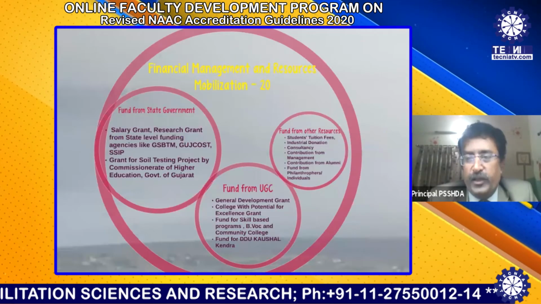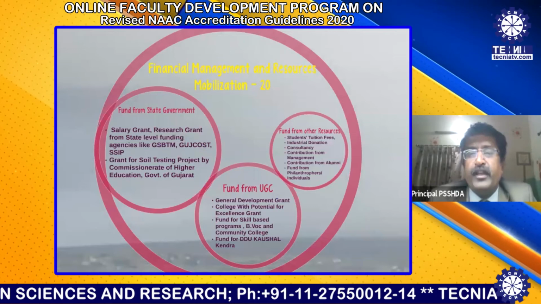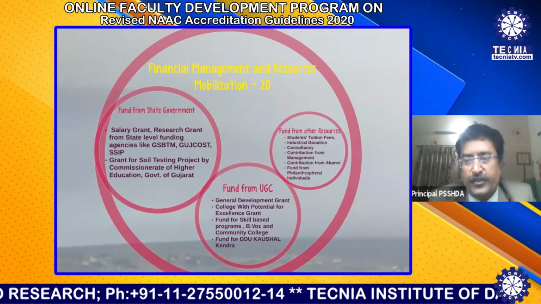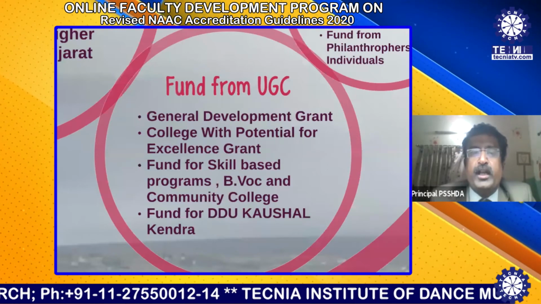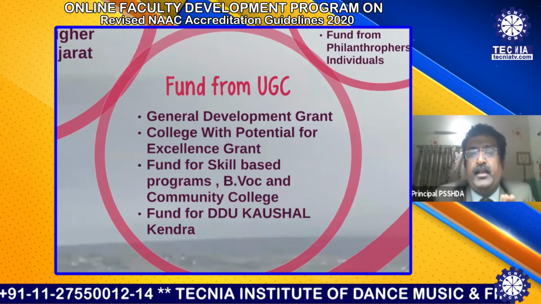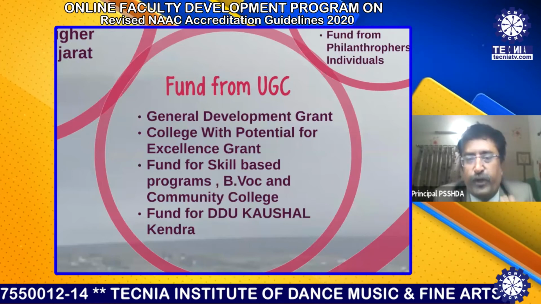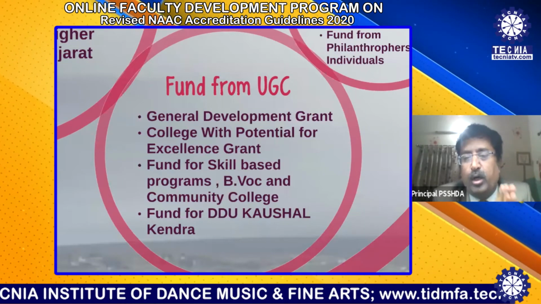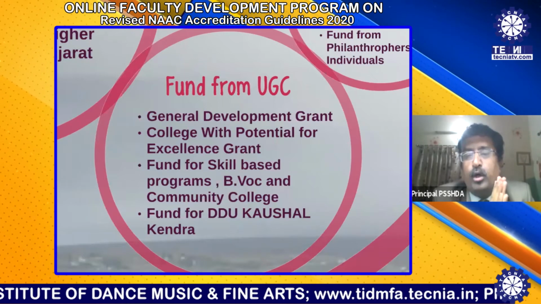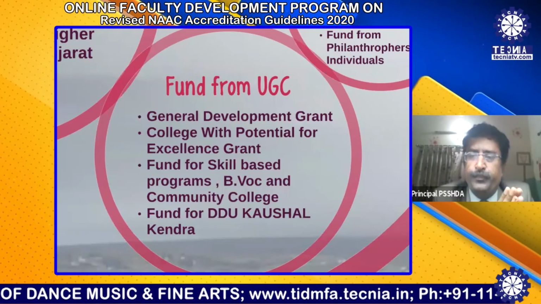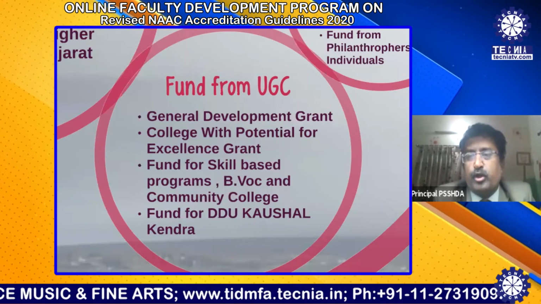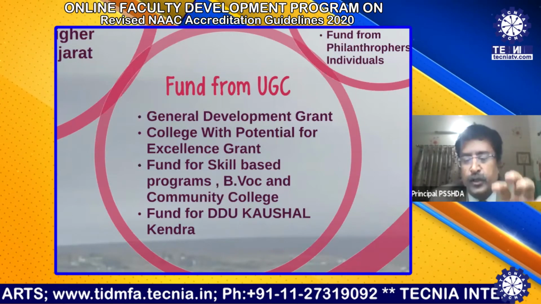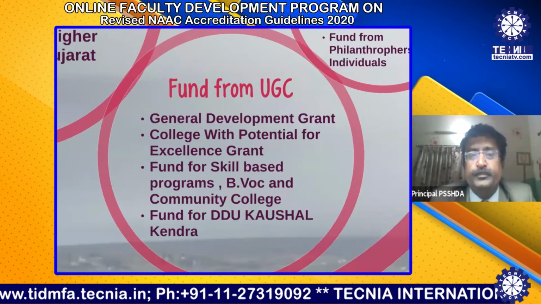Then financial management. In financial management, we can have 3 different strategies. First, fund from government, it means central government like UGC. So a general development grant, or grant for college with potential for excellence, or fund for various skill development programs like BVOC, community college, or fund for DDU Kaushal Kendra, or autonomous college grant. Whichever grant you have will be from the central government. So this is the fund from central government.